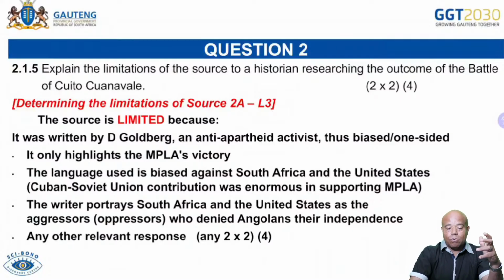So it means now, learners, Cuba and the MPLA defeated the South Africans. So they are not mentioning that they were aggressive. They're only saying that the South Africans and the United States were aggressive, basically.